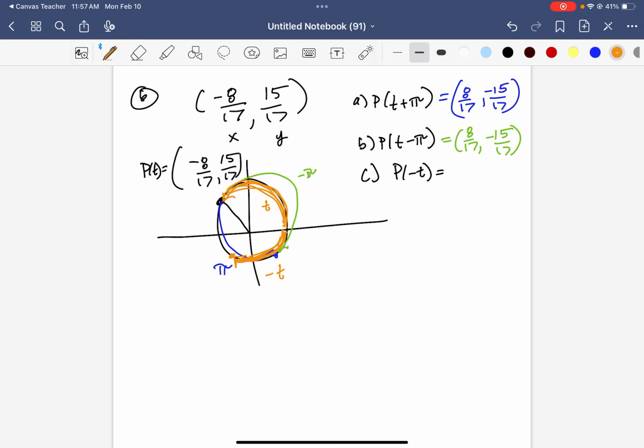Notice what it's going to do. It's going to give me still a negative 8 over 17, same x coordinate, but different y coordinates. Negative 15 over 17, right?